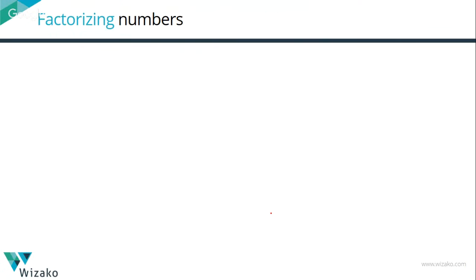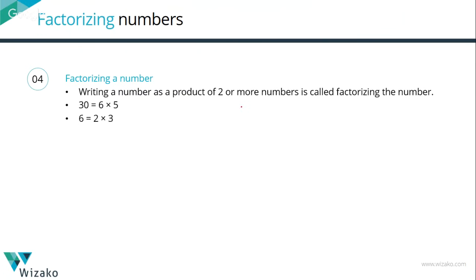Move on further. Factorizing numbers. How do we factorize a number? Factorizing a number is essentially writing a number as a product of two or more smaller numbers, two or more of its factors. 30 can be written as 6 into 5, can be written as 15 into 2, can be written as 10 into 3. So this is what is known as factorizing a number. 6 can be written as 2 into 3.